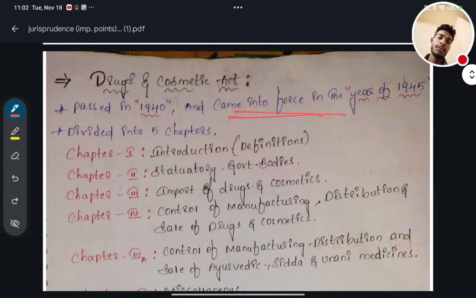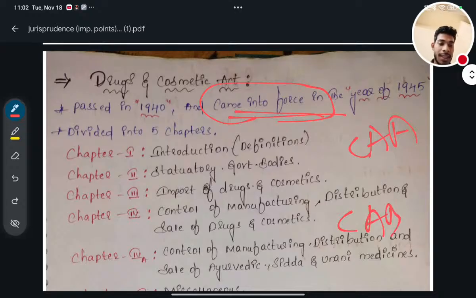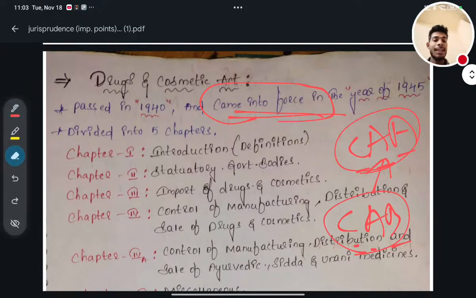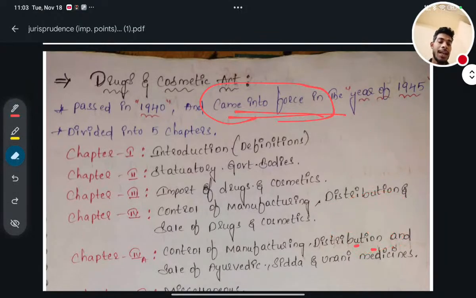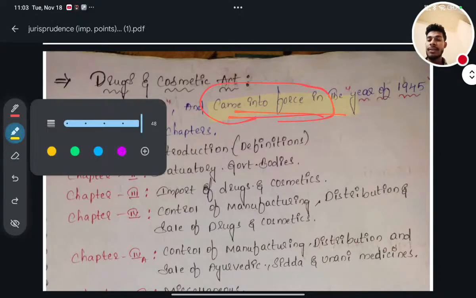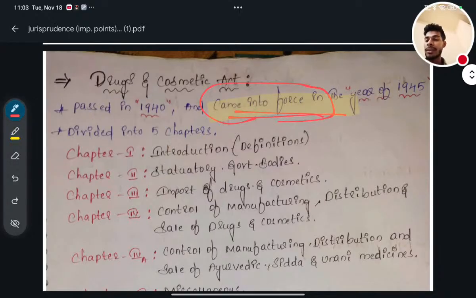After coming into force, for example, CAA, what is it called? Citizenship Amendment Act, CAA. Before that it was the Citizenship Amendment Bill, CAB. So first it was CAB, then it became CAA. So CAB, Citizenship Amendment Bill, and later it became the Citizenship Amendment Act. So what is an act? Any rule, when it comes into force, becomes an act. Then it is not called a rule, it is called an act.